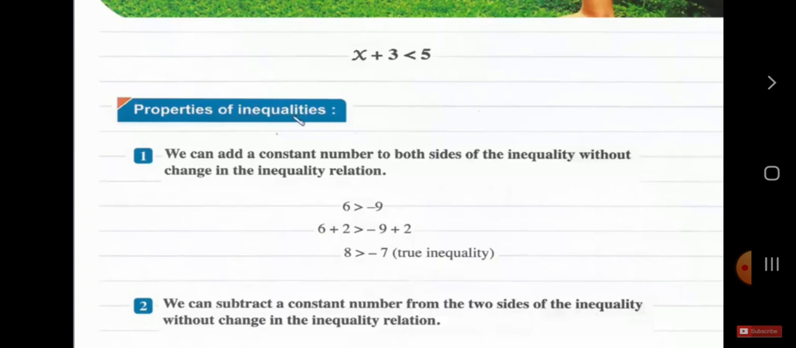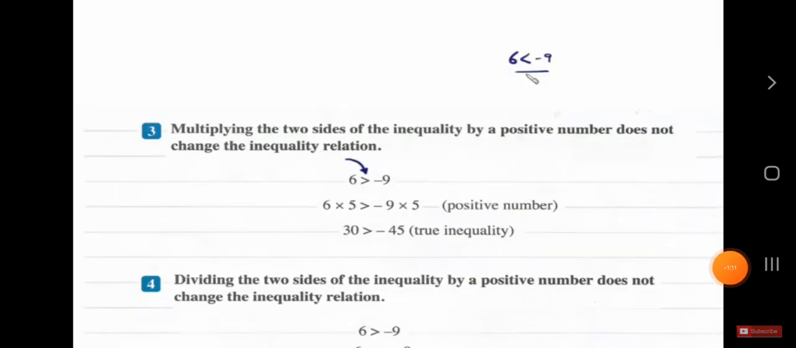We can add a number to both sides. As we see, we add positive 2 to the 6 and positive 2 to negative 9. Then we can say 8 is more than negative 7. Like an equation, if we put positive 7 on the left, we have to put positive 7 on the right. Also, we can subtract the same number from both sides. If we subtract negative 7 from the left, we have to subtract negative 7 from the right.